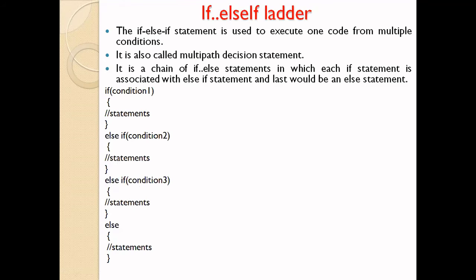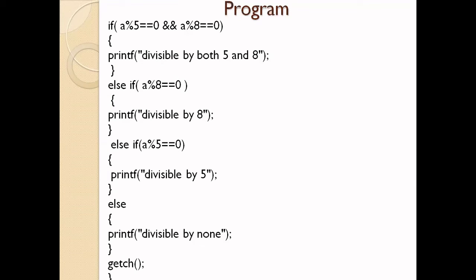We can see a sample program. Next, I am going to explain the sample program. Here I am going to give one input, and the first condition is to check whether the number is divisible by 5 and 8. So this is the first condition. If the first condition is true, it will execute the statement that it is divisible by both 5 and 8.